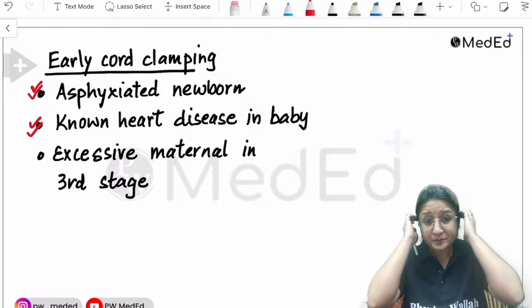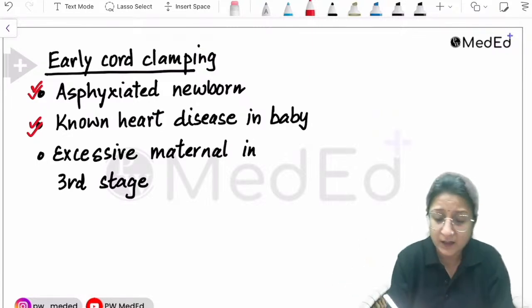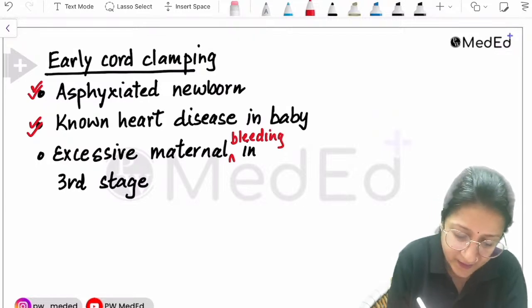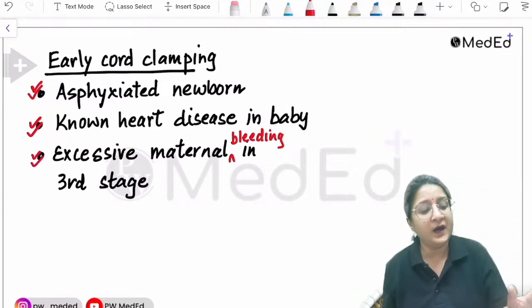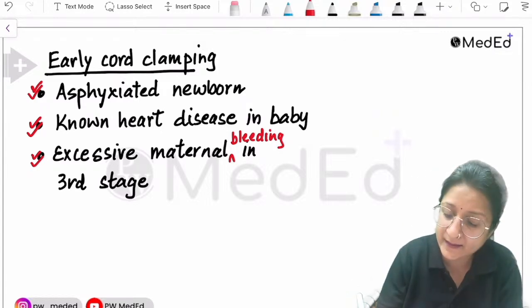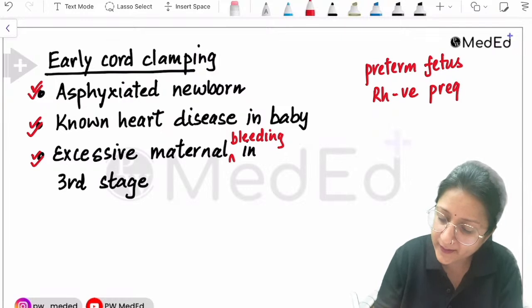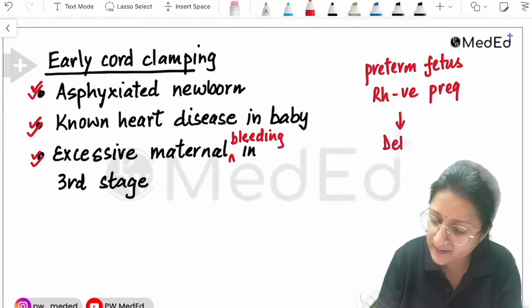After delivery. So if there's excessive maternal bleeding in the third stage, these are the three valid indications of going ahead with early cord clamping. So keep them in mind as well. Okay, so keep them in mind that when you have a preterm fetus, or when you have, let's say, an RH negative pregnancy, then delayed cord clamping is done.